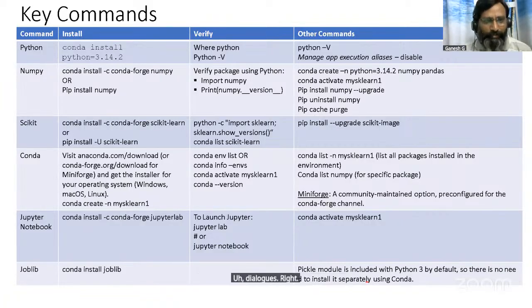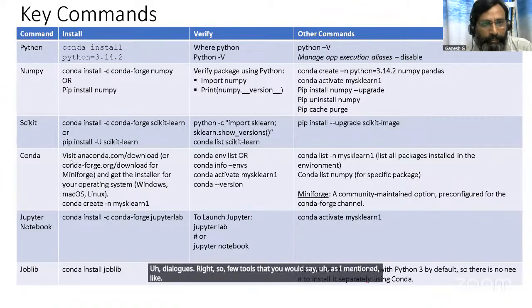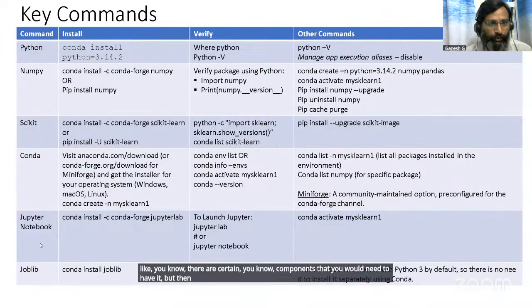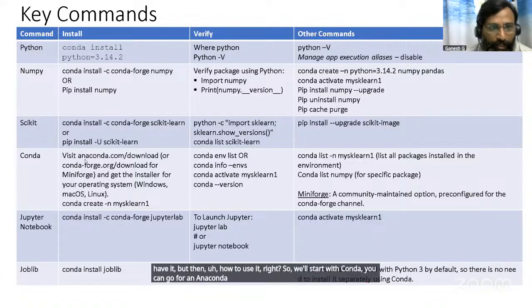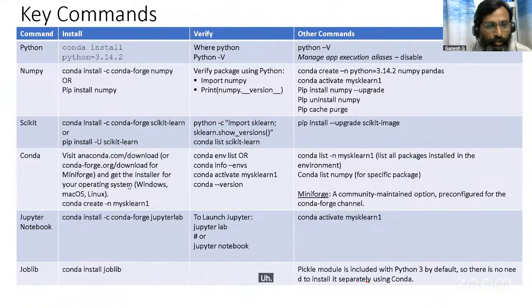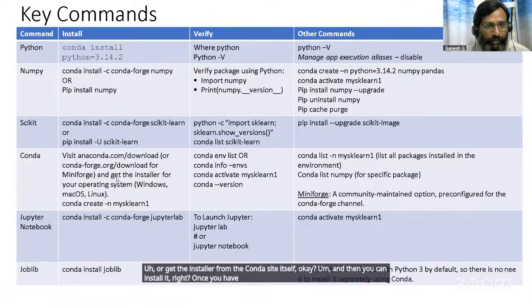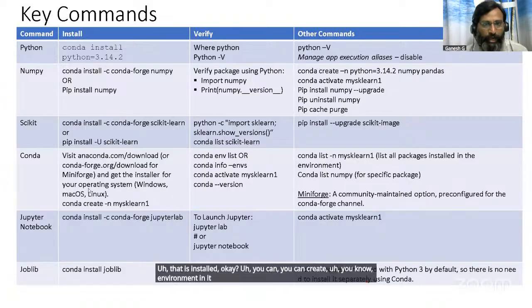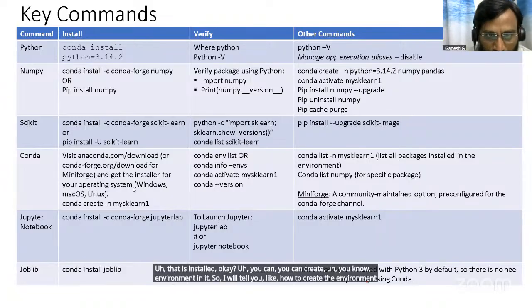A few tools that I mentioned are components that you would need to have, but then how to use them? We'll start with Conda. You can go to the Anaconda site or get the installer from the Conda site itself, and then install it. Once you have Miniforge installed, you can create an environment in it. We'll tell you how to create the environment and what an environment is.